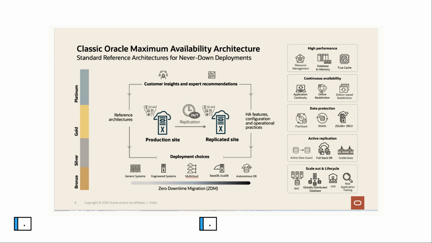As you can see on the screen, we have many different kinds of solutions for scale out and life cycle. We have active replication modes with products. We have data protection, continuous availability, and high performance solutions that you can use. So the Maximum Availability team is here to help you use the products that we have within Oracle the best way possible to basically give you the best return on investment. So we created these best practices and recommendations based on your requirements.